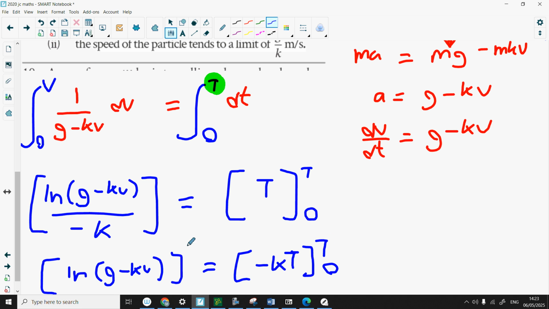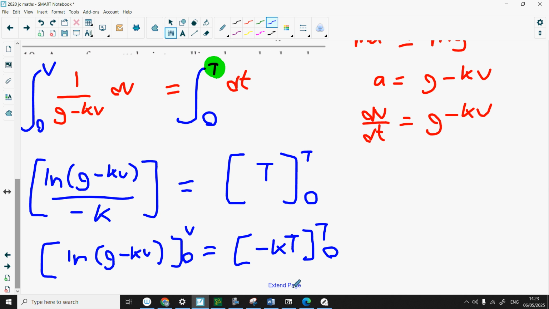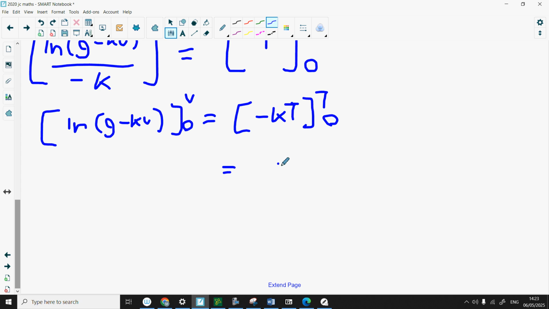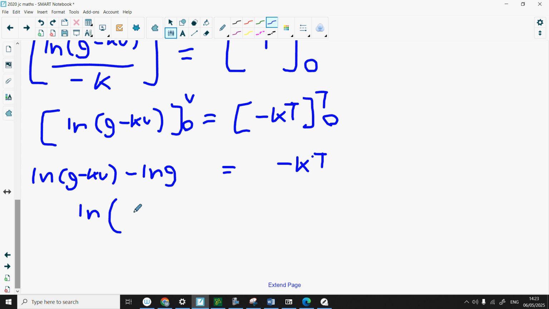And then this is from v to 0, isn't it? And what do we get here? Just happy with minus kt. And on the other side, what are we having? ln of g minus kv minus ln g. And that would be ln of g minus kv all over g, equals minus kt.